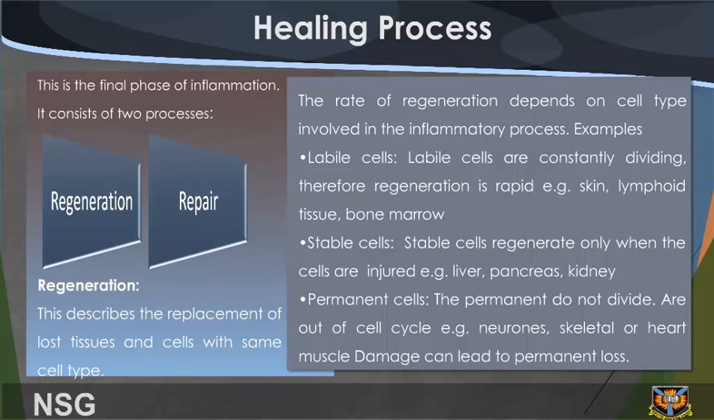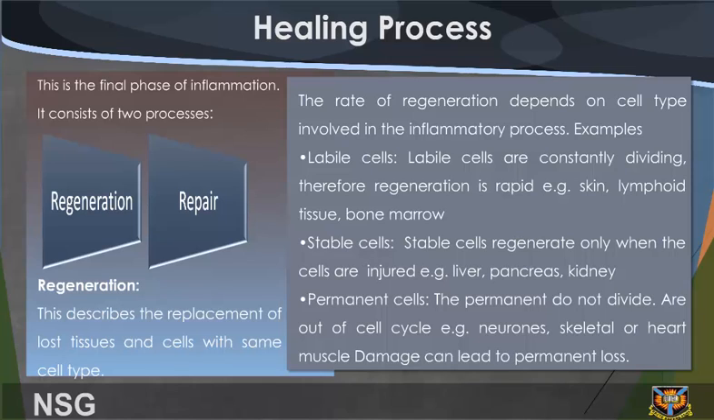Healing process. This is the final phase of inflammation. It consists of two processes: regeneration and repair. Regeneration. This describes the replacement of lost tissues and cells with the same cell type. The rate of regeneration depends on cell type involved in the inflammatory process. Examples: Labile cells. Labile cells are constantly dividing. Therefore, regeneration is rapid, e.g., skin, lymphoid tissue, bone marrow.